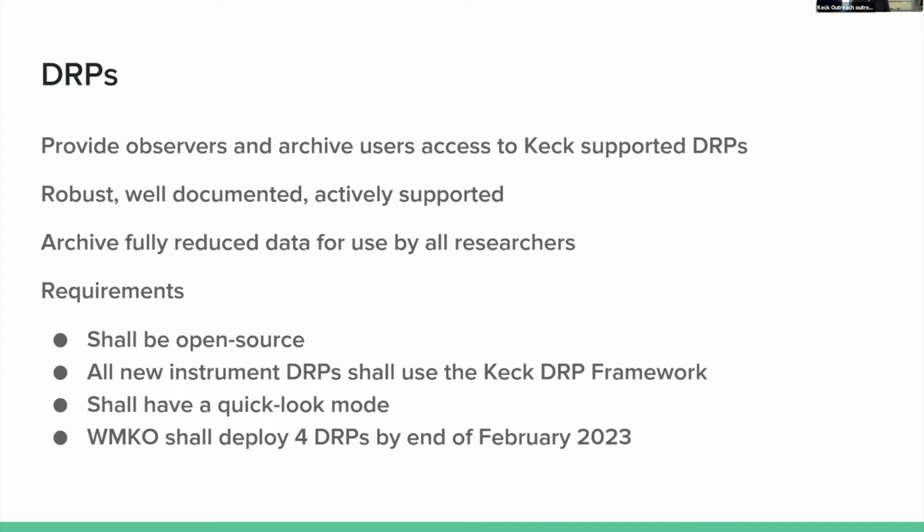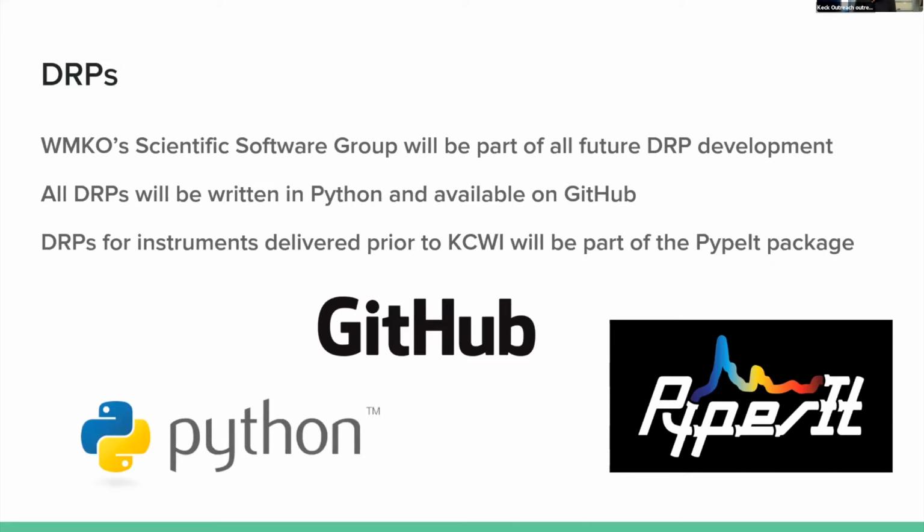Every DRP must provide a quick look mode, and this will be used while you're observing to provide you feedback on that data. And then Keck will deploy 4 of these by the end of this coming February. The scientific software group will be involved in this development with the DRP teams, and we already are engaged with several of them. All of these DRPs will be written in Python and available freely on GitHub.